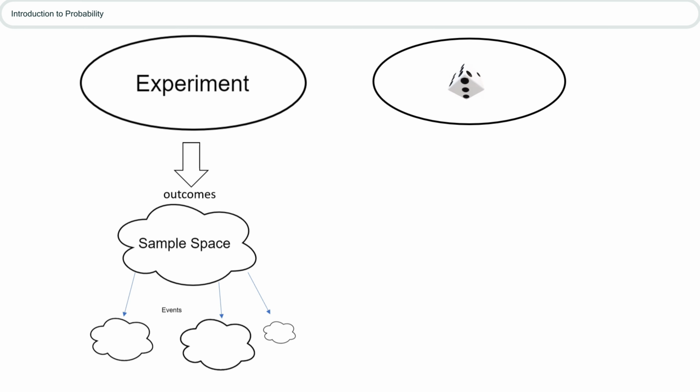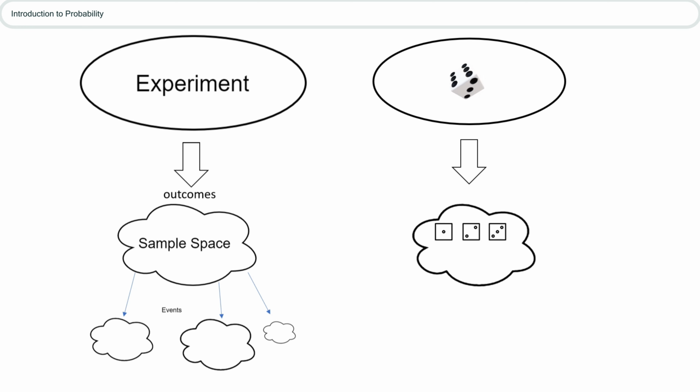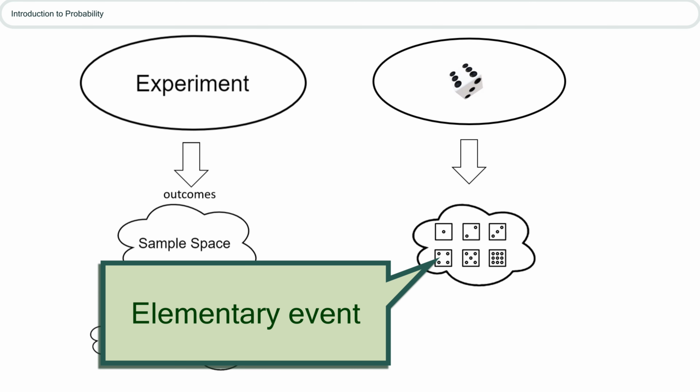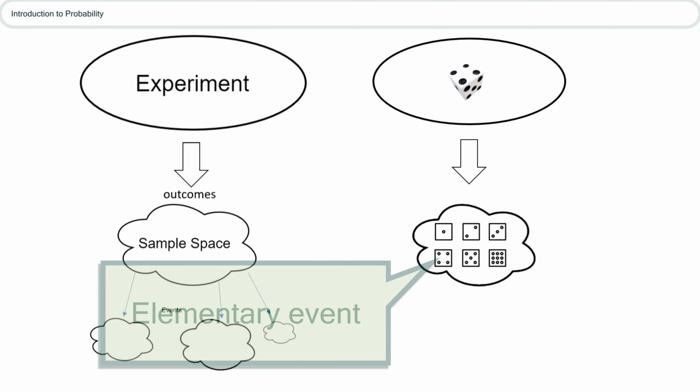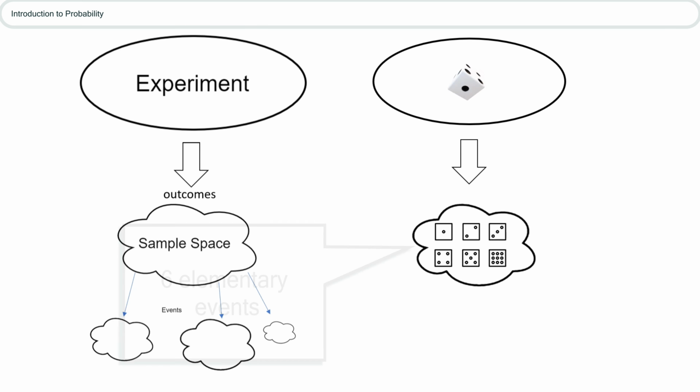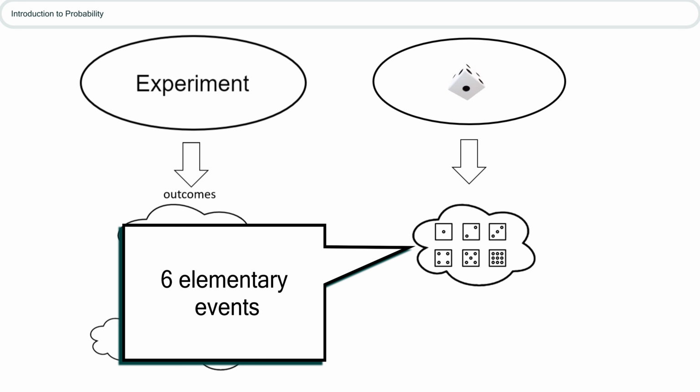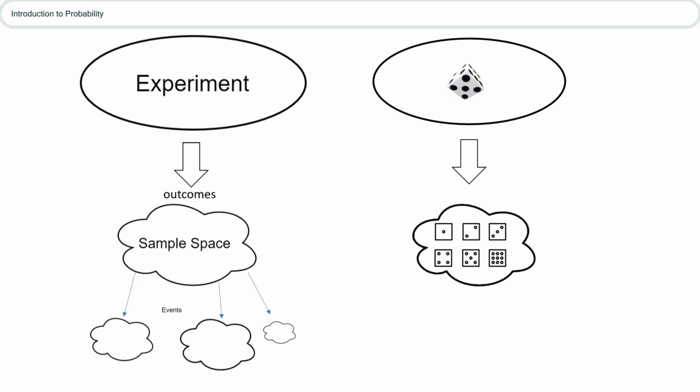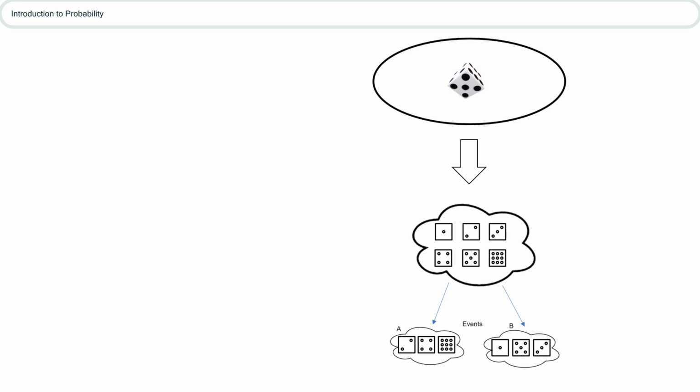Let's analyze a dice roll experiment. The possible outcomes are the numbers from 1 to 6, each one representing one of the 6 faces of the dice. An elementary event is an event which contains only a single outcome in the sample space. It's easy to see that the dice rolling experiment has 6 elementary events, one for each face result. As an example of events, we can consider the even or odd sets.